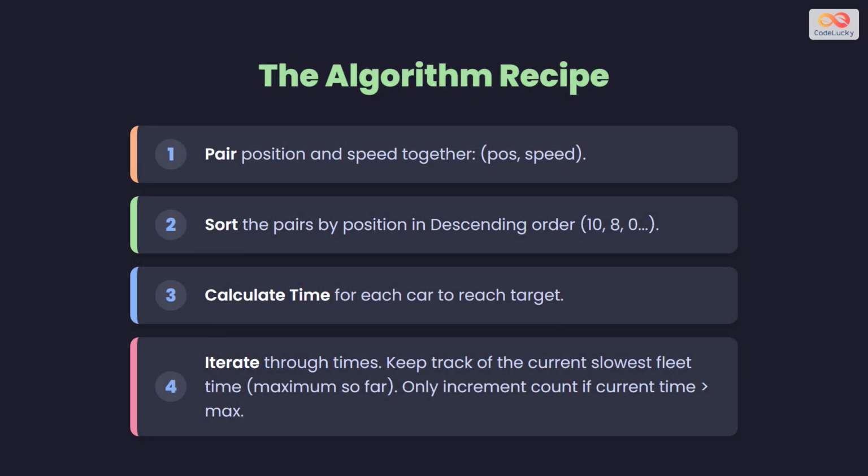So the algorithm is straightforward. First, combine the position and speed into pairs. Second, sort these pairs based on position in descending order, so we start close to the target. Third, calculate the arrival time for each. Finally, iterate through these times. We only count a new fleet when the current car's time is greater than the time of the fleet immediately ahead of it.